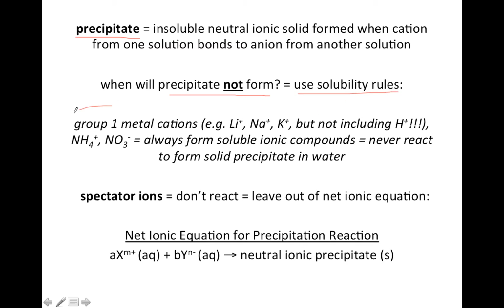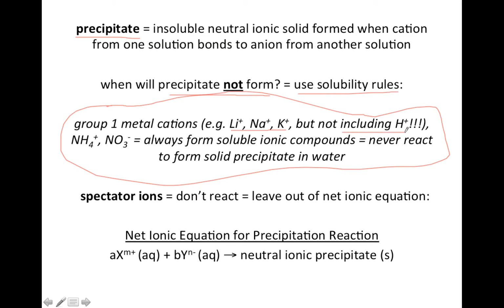And the one common one that you should probably remember is that group 1 metal cations, such as Li+, Na+, K+ in the first column of the periodic table. This does not include H+, it's not a metal. Ammonium ions, nitrate ions, those ions always form soluble ionic compounds. And what that means is they'll never react to form a solid precipitate in water. They'll just keep floating in the water and not be involved in reactions. So you call them spectator ions. Those are ions that don't react.